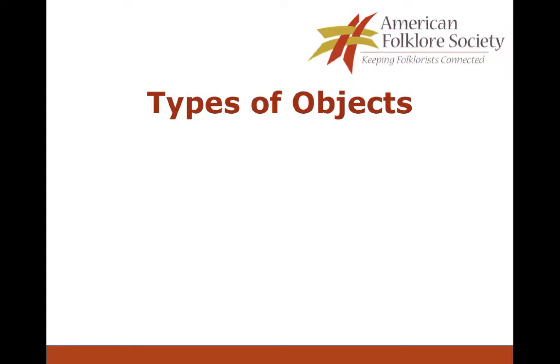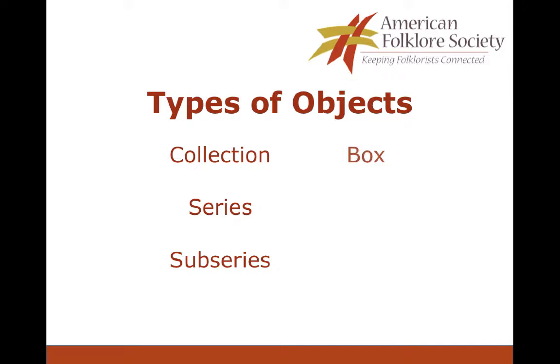To recap, object is the term used in FCD for the type of database record used to describe archival content. The 6 types of objects, collections, series, subseries, box, folder, and item, represent different levels and aspects of archival description. In this video, we will focus on creating box and folder records.